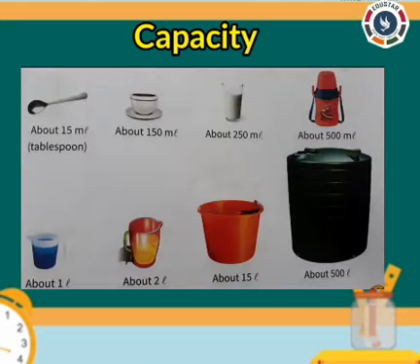Now let's see the capacity of some common containers. Tablespoon, about 15 milliliter. Coffee cup, about 150 milliliter. Glass of milk, about 250 milliliter. Flask, about 500 milliliter. Mug, about 1 or 2 liters. Bucket, about 15 liter. Syntax tank, about 500 liter.